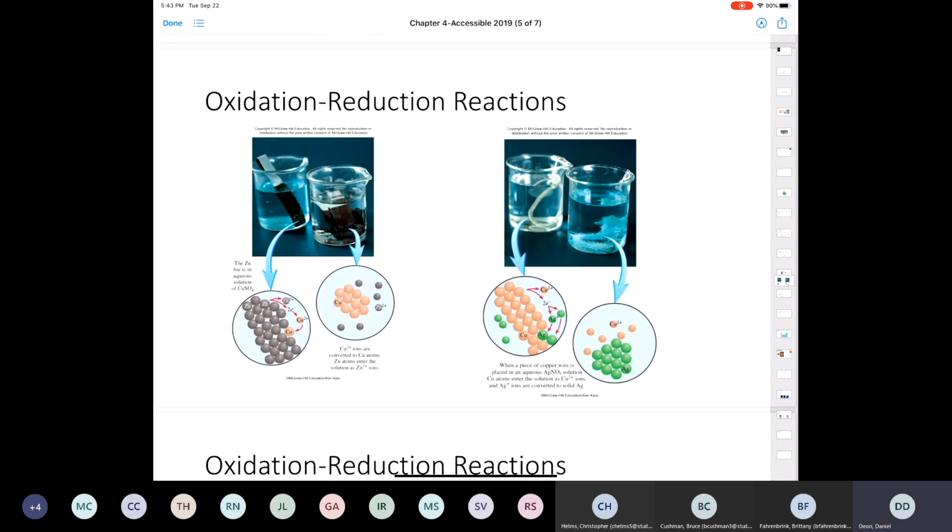In this first picture, you can see a bar of zinc. Let me see if the green pen works out here. So this is zinc metal, just a pure bar of zinc, and it's in a solution of copper 2+ ions. Now it's probably copper sulfate. Oh yeah, it says right here it's copper sulfate. So you have Cu2+ ions, and you have SO4 2- ions.